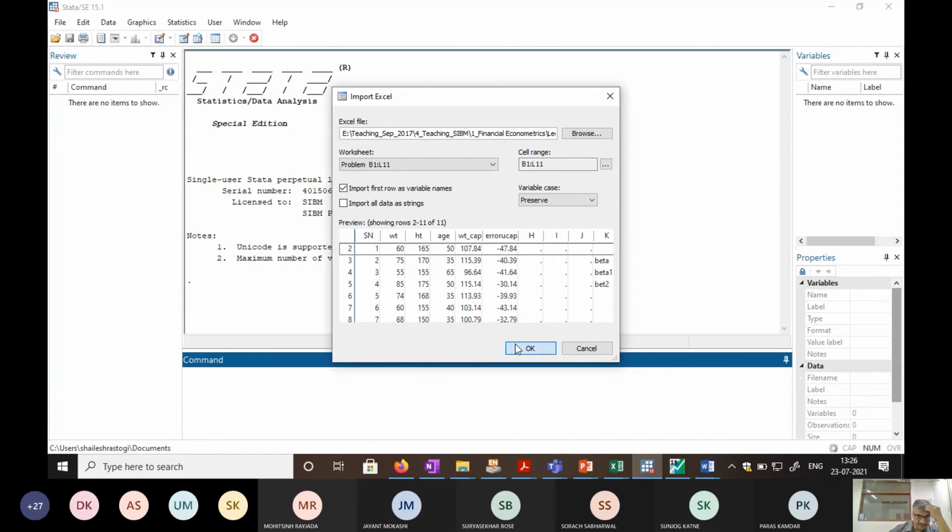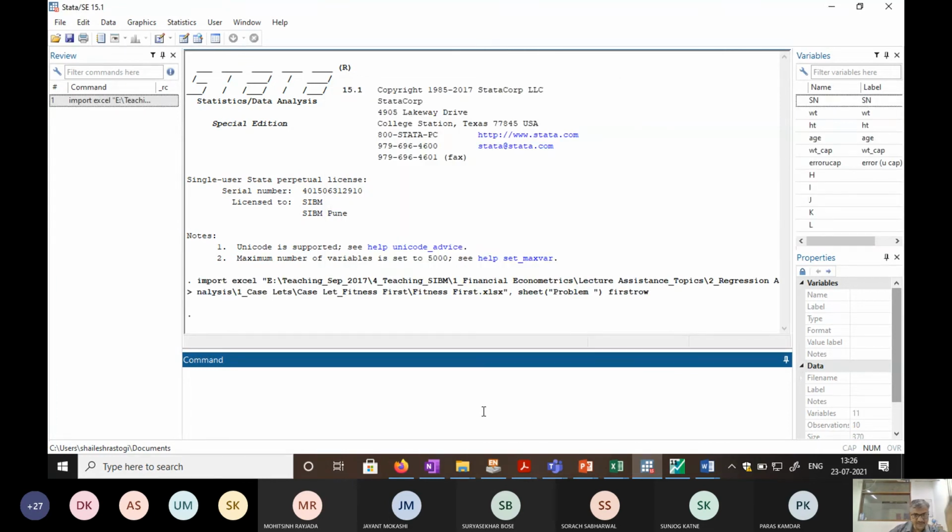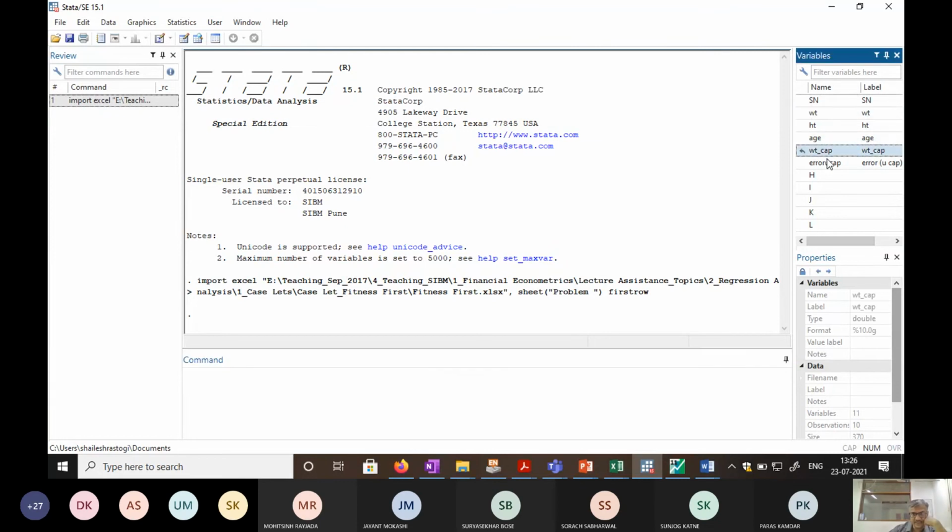So go to OK, and here we are. On the right side, you will find all the variables, 3 variables. Some are there, just ignore. We are more interested in these 3 things: weight, height, and age.